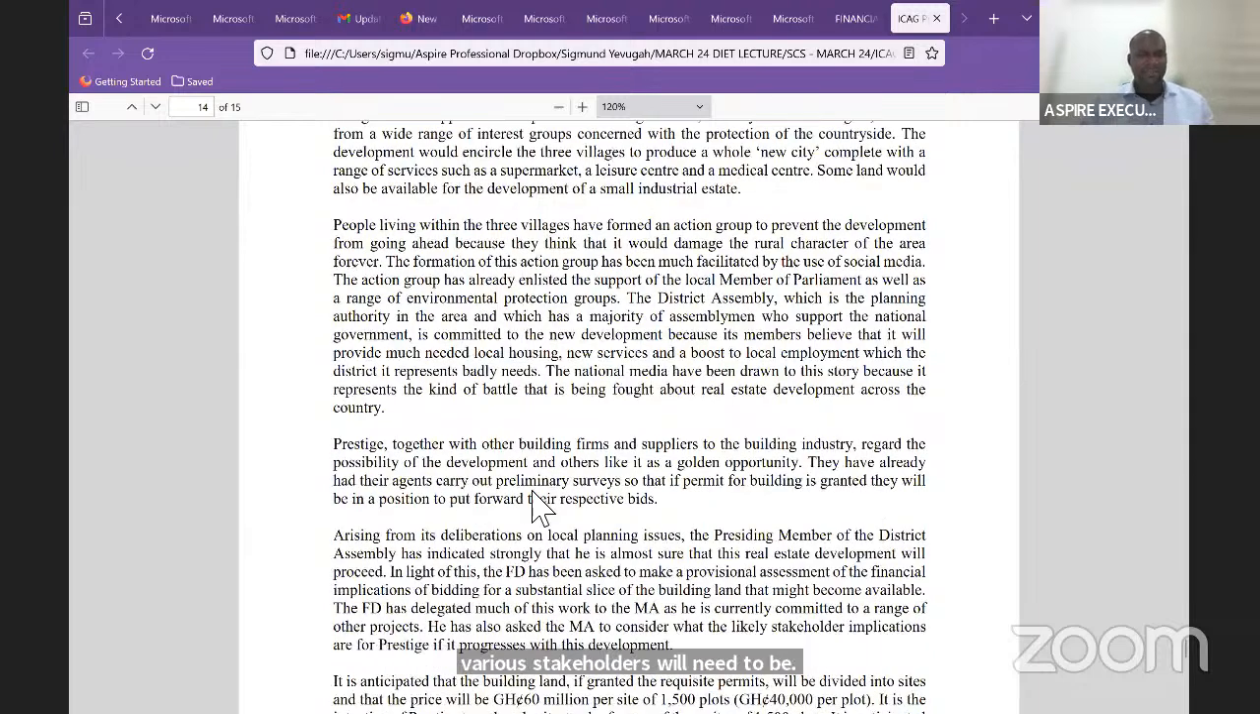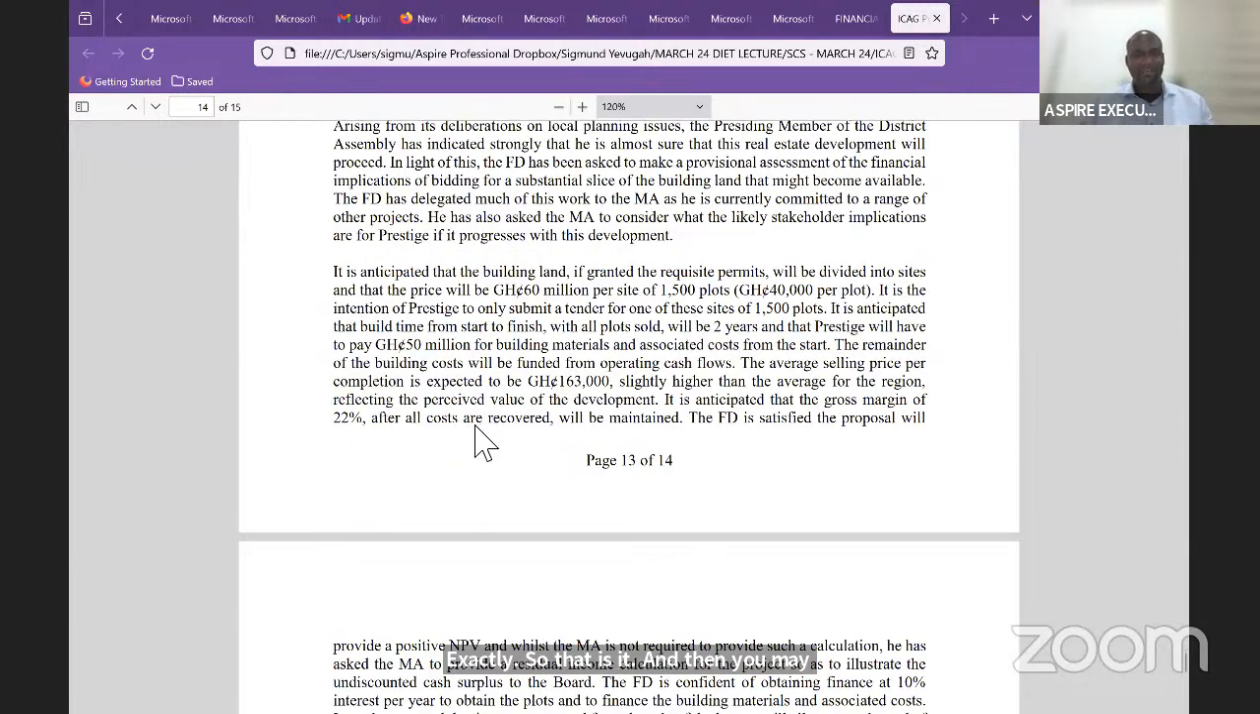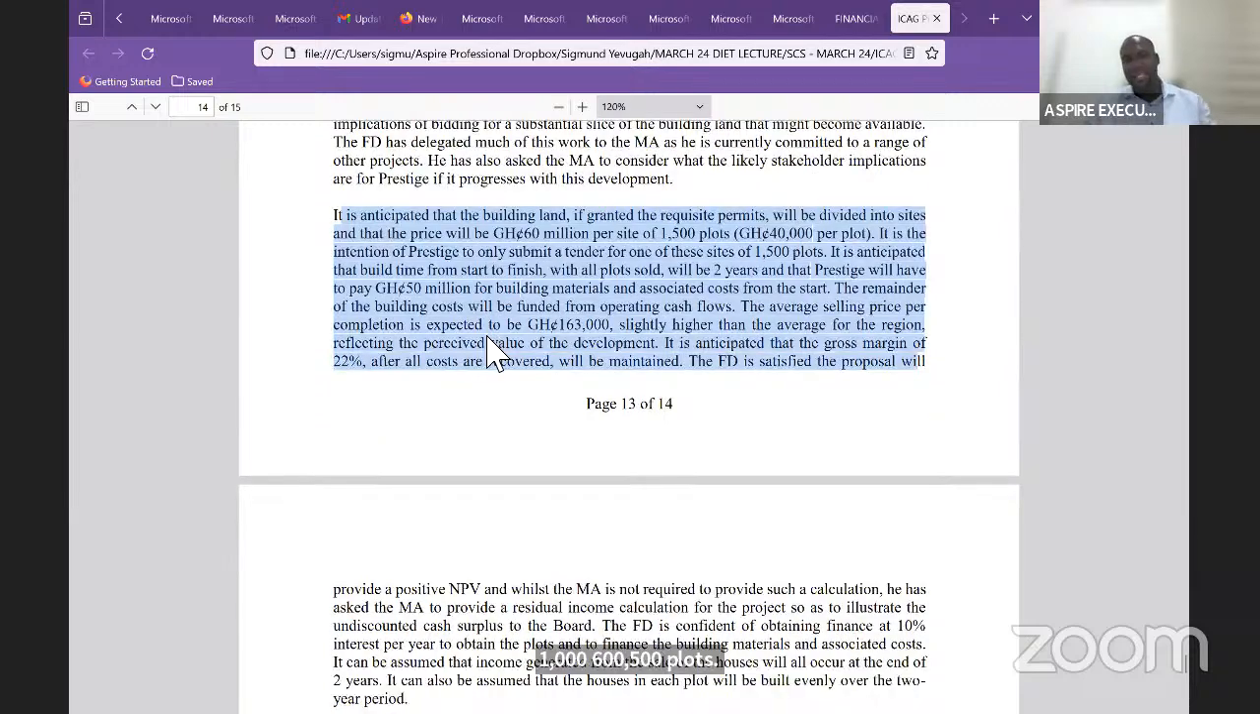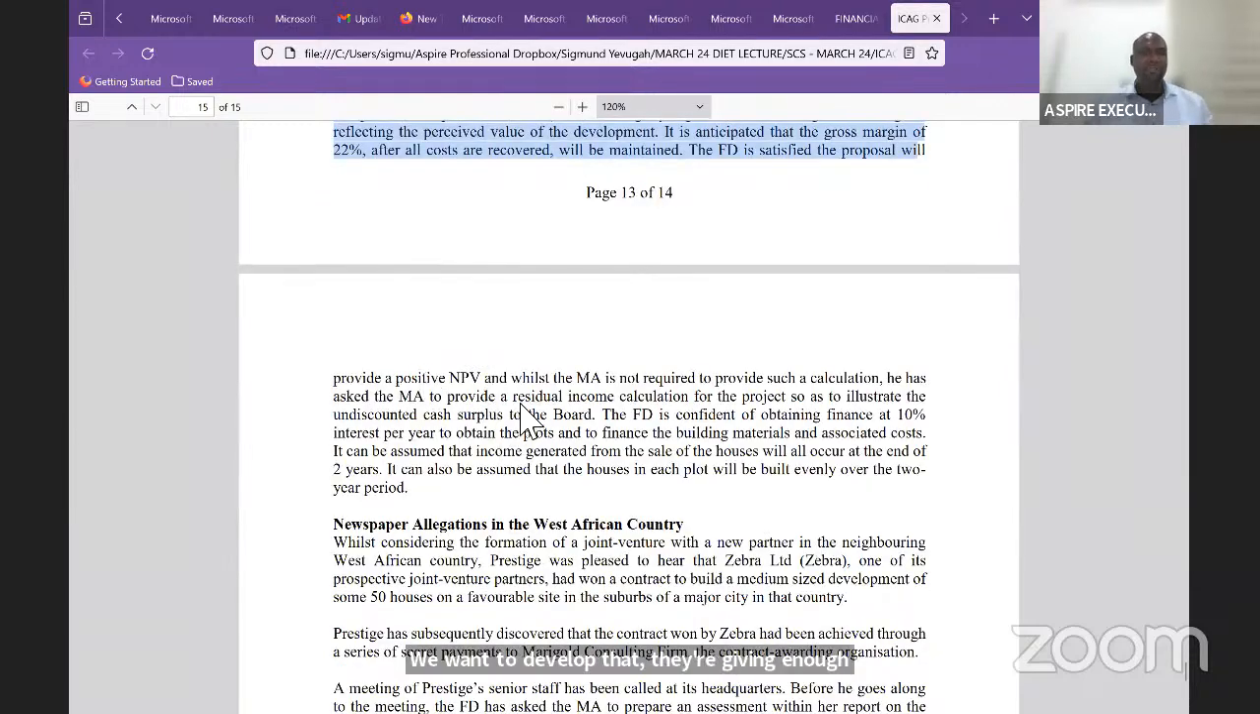So that is it. And then you may also want to do some appraisal, which obviously, based on the information provided, the company wants to develop the 1,500 plots. They give you enough information. They said the NPV is not really important. They rather want you to provide a residual income calculation, which is very important that we do. So we are going to use this data to do that analysis, because whatever data is here is enough to do that analysis, because they give you various assumptions that you can use to forecast the residual income of the company year to year if they embark on this particular project.